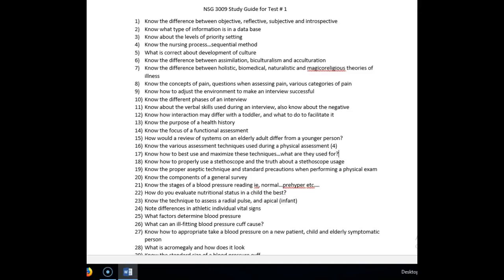Know the difference between, we talked about this, assimilation, biculturalism, and acculturation. Now, I'm going to say this, and we had examples of that as well. And I want you to be able to relate that to examples I told you about. So listen to what I'm telling you.